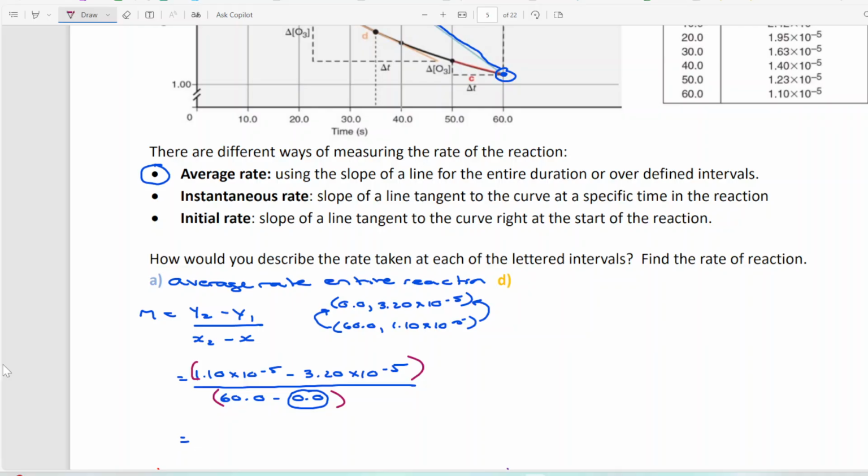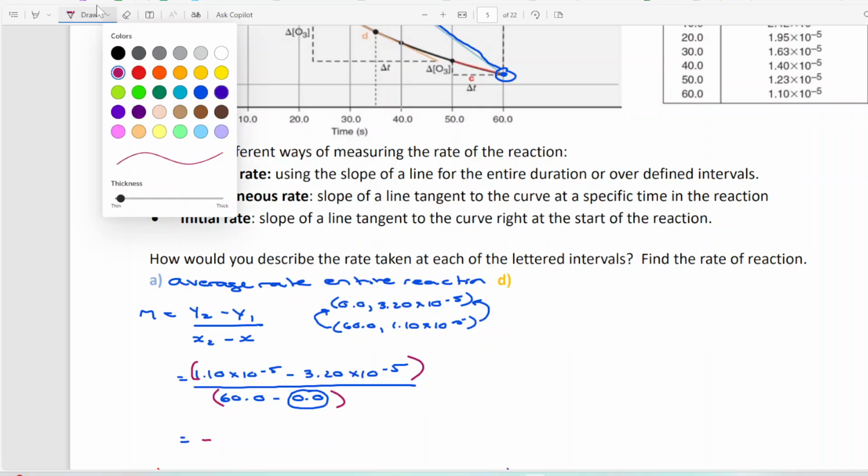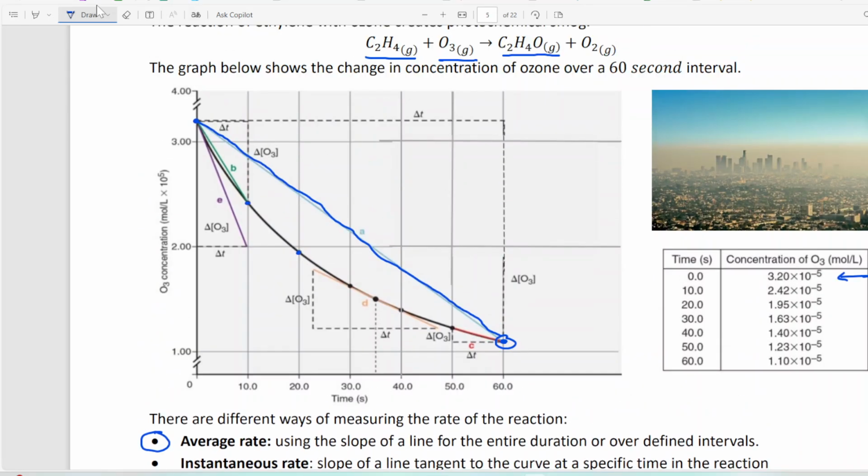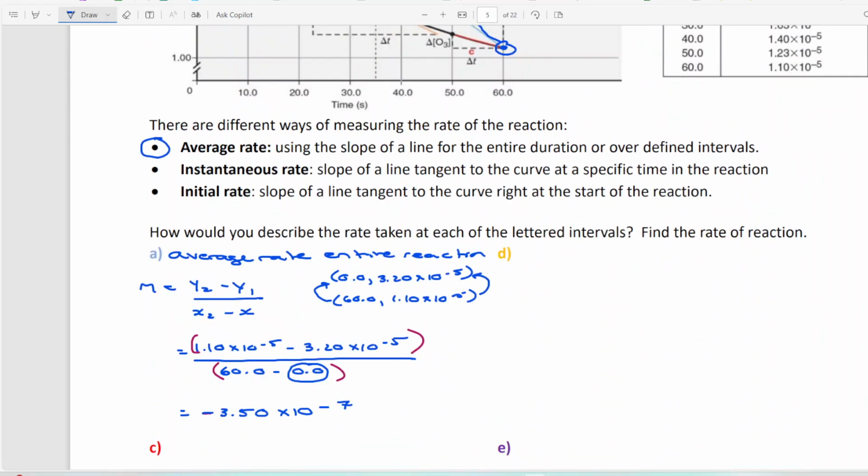Then I'm going to answer to 3 sig figs, so I get negative 3.50 times 10 to the negative 7. And then make sure you look at your units. So my units for my Y values are moles per liter, and my units for my x values are in seconds.